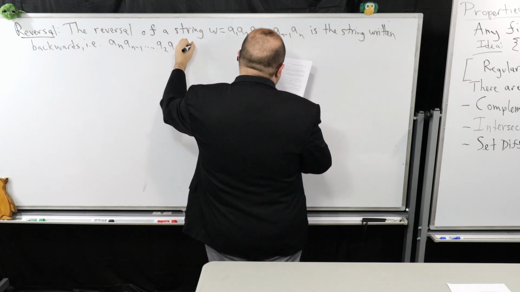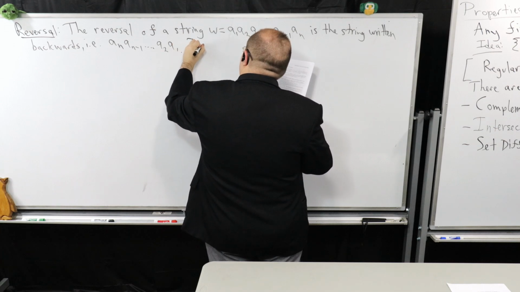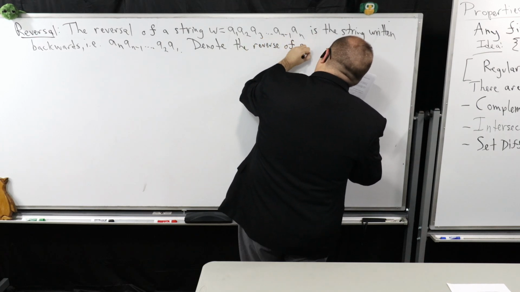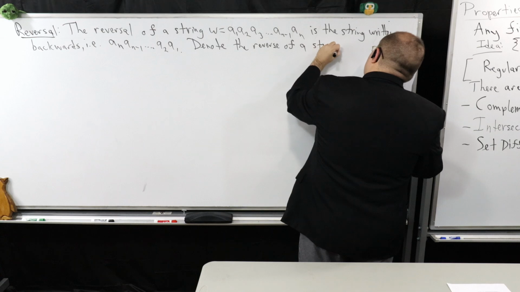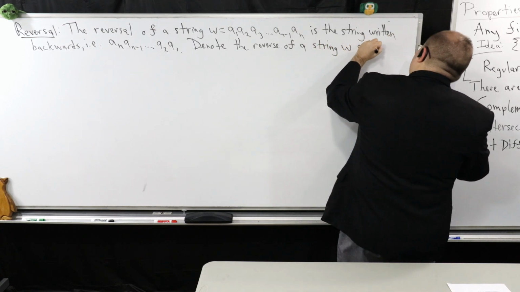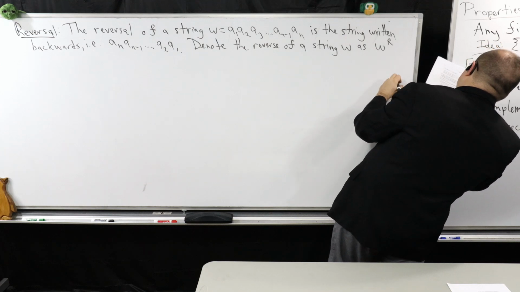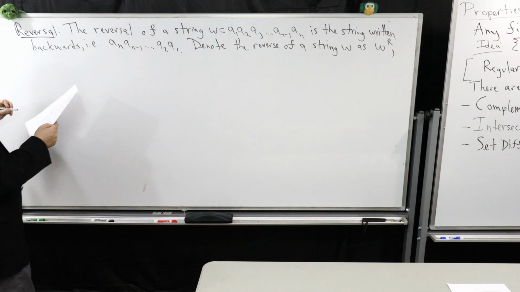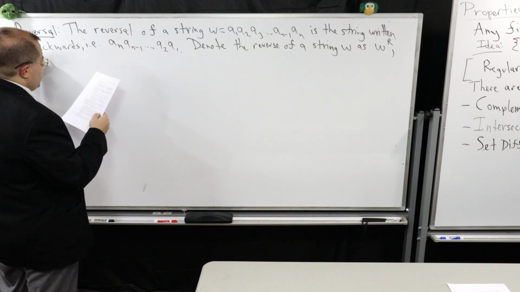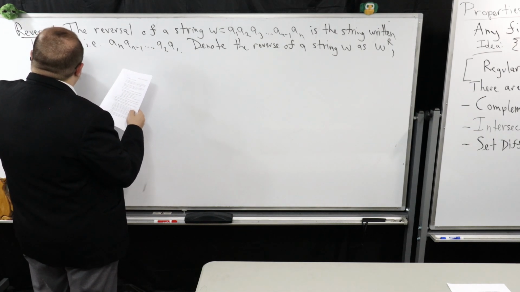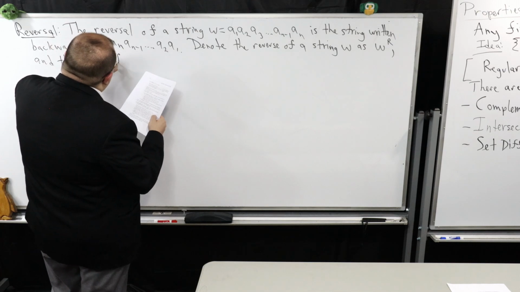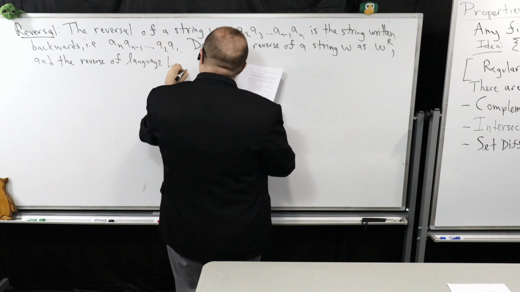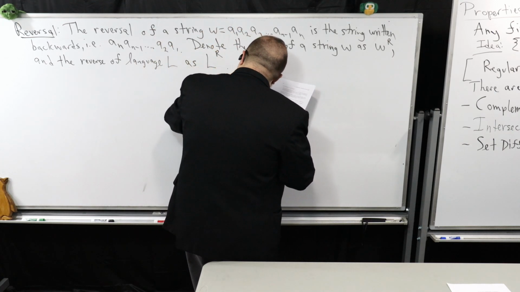So I'm going to denote the reverse of a string W as W with a capital R as a superscript. So if I write W^R like that, that means it's the reverse of W. And the reverse of language L as L with the capital R as a superscript.